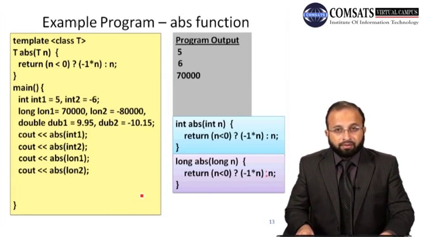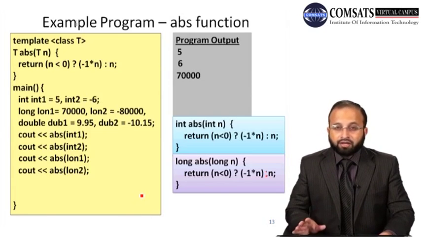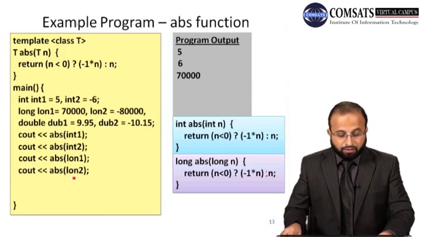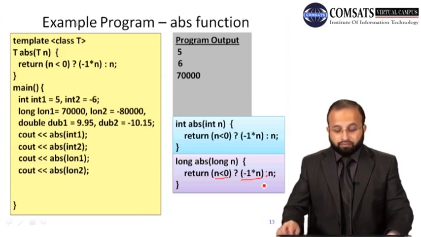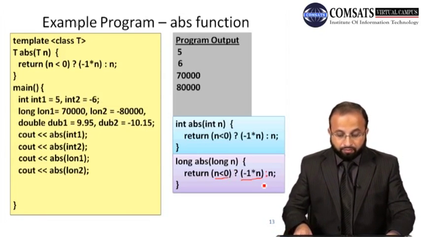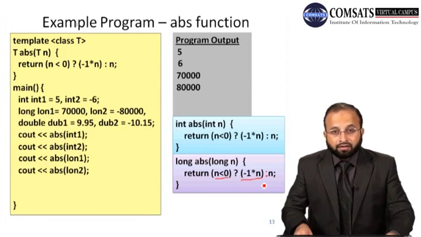Now the type of the parameter is long, and it already instantiated a long version of the ABS function using the ABS function template, so it uses that copy. So the value of long2, that is -80,000, will pass to that function. The value is less than n, so it returns -1 multiplied by -80,000. So 80,000 will be returned in that case and that will be printed on the screen, right?